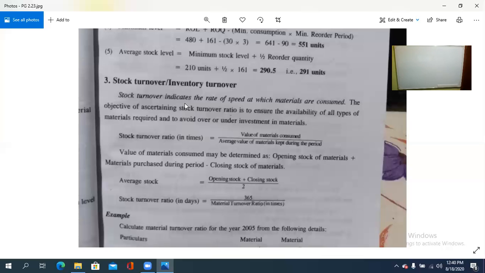So value of the material consumed means what? Like when you prepare the trading and profit and loss account, how is the trading account? Opening stock, purchases, direct expenses, closing stock, sales. So opening stock plus purchases plus direct expenses minus closing stock is equal to the cost of materials consumed. This is the same here. That is the value of the materials consumed. So opening stock is there, then direct materials, minus closing stock.